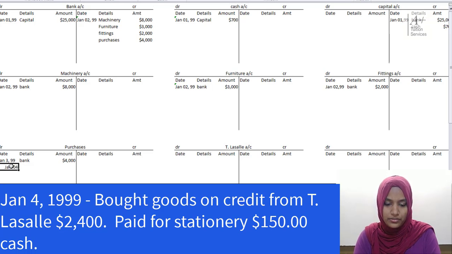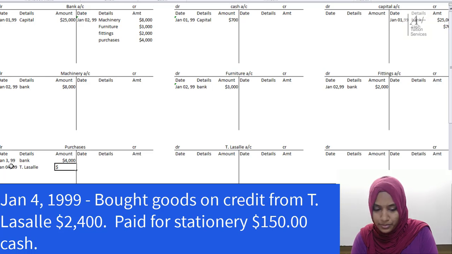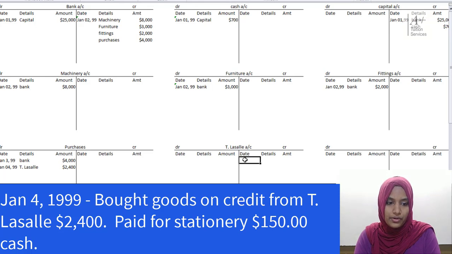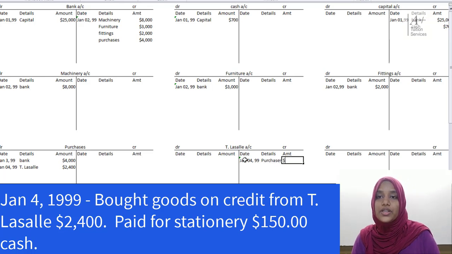Sorry, January 4th, 99. We have T. Lasalle is the corresponding entry, so we're going to be T. Lasalle, $2,400 on credit. And we're going over to his account on the credit side, because he gave you goods without collecting money, so technically it's credited. Okay, so January 4th, 99, we have purchases account, the amount $2,400. Okay, so that's the first part of our transaction.